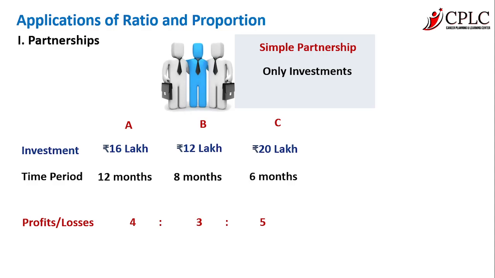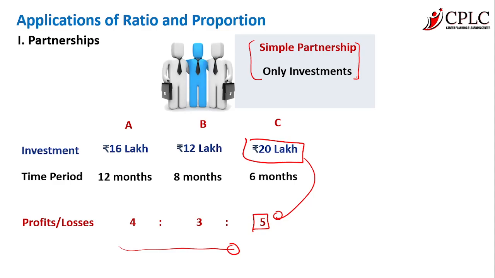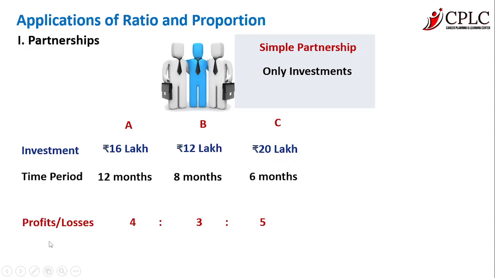So clearly you understand. And if you also look at the numbers, C had the highest investment, which is 20 lakhs, and C also has either the highest profit or the highest loss among the three people. So what we need to remember, if it is a simple partnership, then the ratio of profits and losses will depend only and only on investment. But of course, probably this is not the real life scenario. In real life, the ratio of profits and losses will ideally depend on both investment as well as time duration.